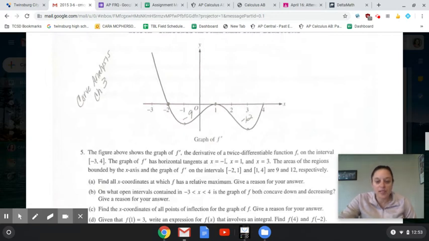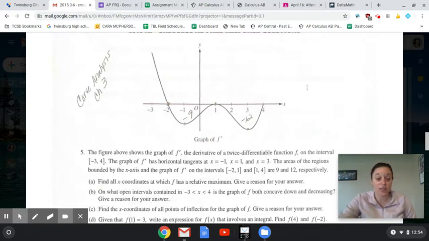And then the last piece of information talked about the area under the curve. So the area from -2 to 1, it said was 9. So I put a 9. I also put a negative just because it's under the axis. And then same thing from 1 to 4, they told me the area was 12. I put a negative in front of it to remind myself about the location.